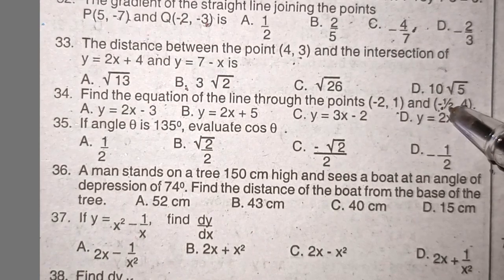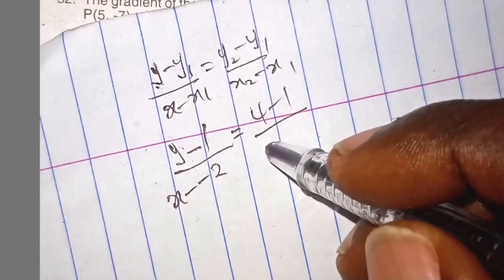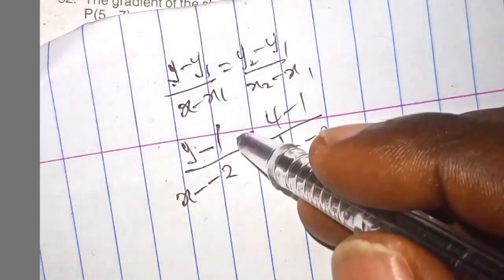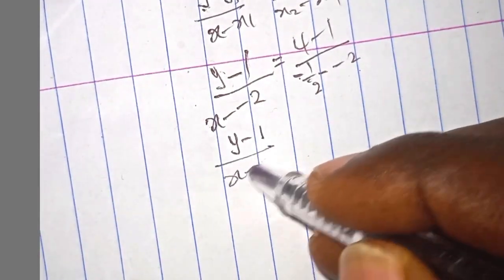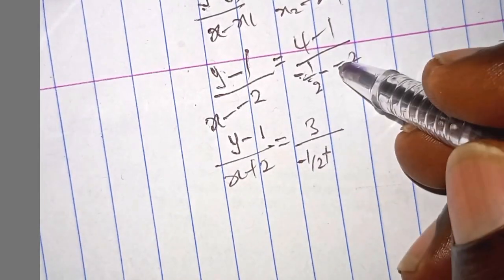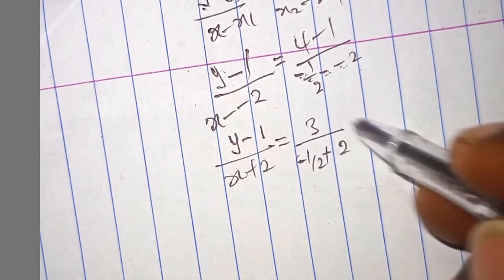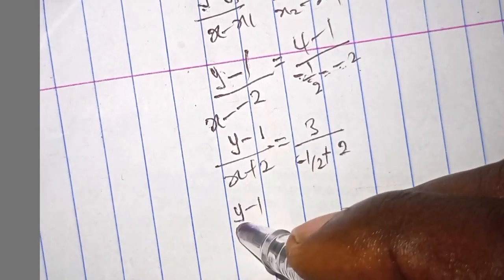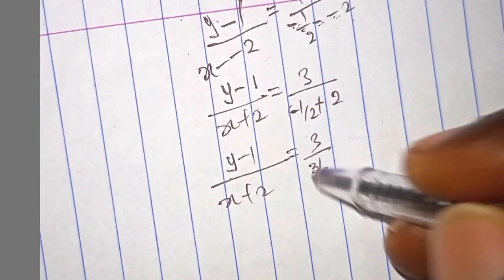That will be minus half minus 2. So if you just try to break this down, you have to be very fast. So this will be y minus 1 over x plus 2. 4 minus 1 is 3. This is minus half plus 2. So 2 minus half, the same thing as 1.5. You can say 3 over 2. So this will be y minus 1 divided by x plus 2 equals 3 over 2. 3 over 2 means 1.5.